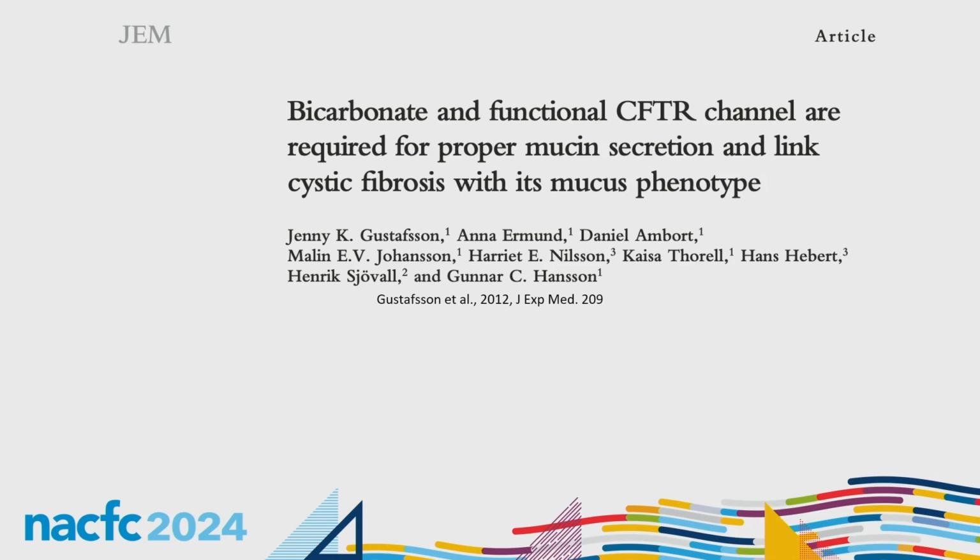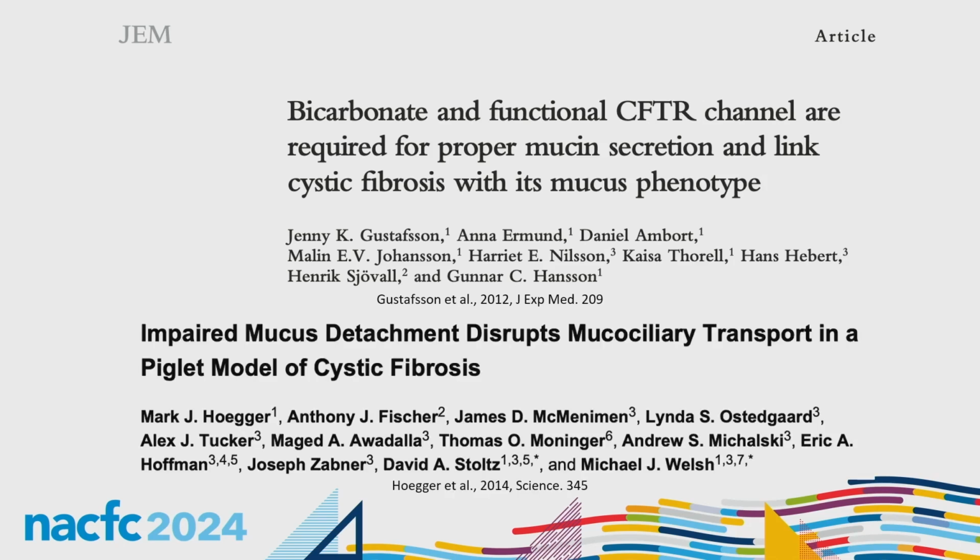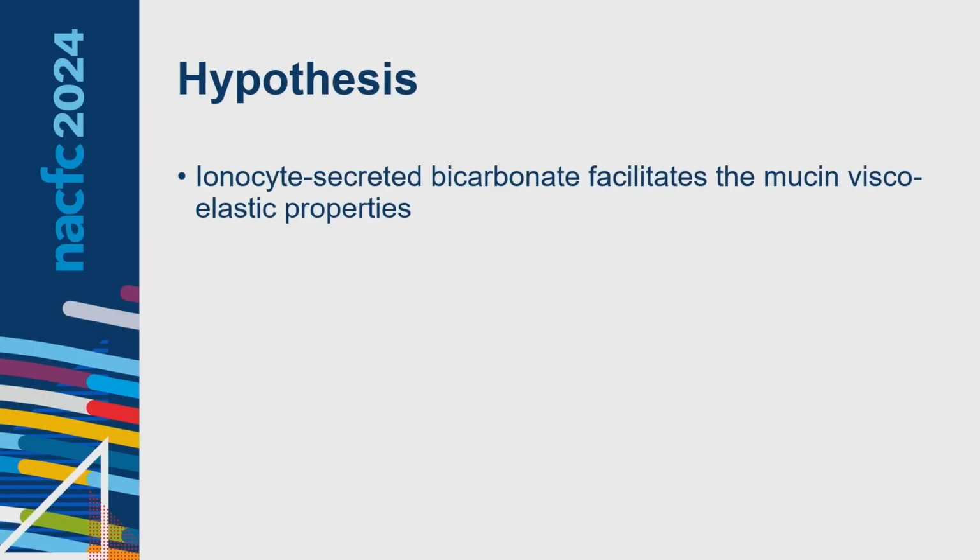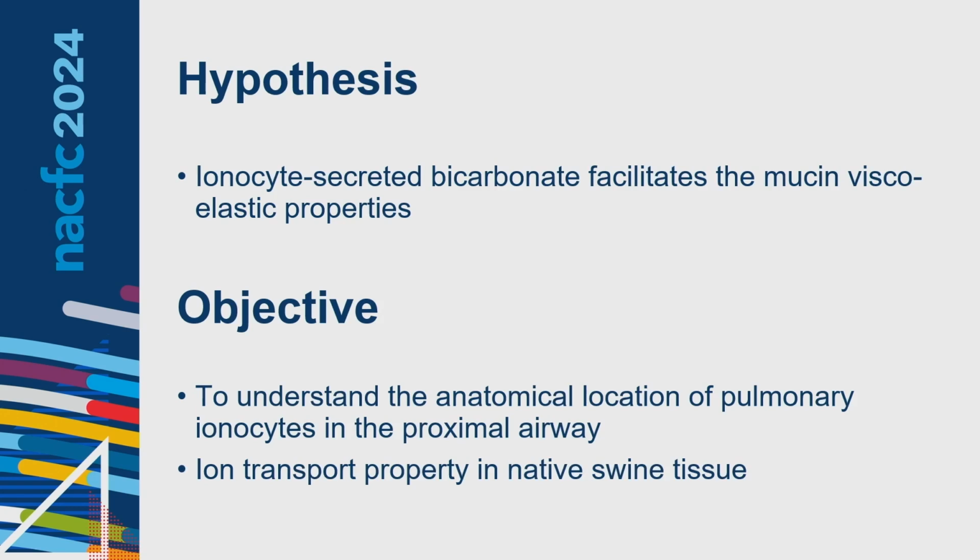Now, when this doesn't happen, we get an impairment in mucus detachment, an abnormal fluid matrix that is secreted, and abnormal rheological properties of this mucin in the airway. So what we hypothesize is that within the submucosal glands, the ionocytes located within actually secrete bicarbonate that could facilitate the mucin's viscoelastic properties. How we're going to test this is by first understanding where they are located anatomically in the proximal airway, and then moving on to analyze their ion transport properties. And we want to do this in native swine tissue.